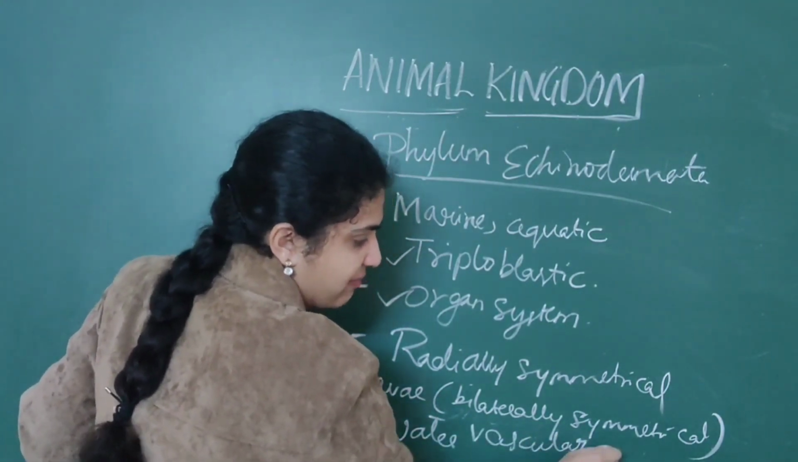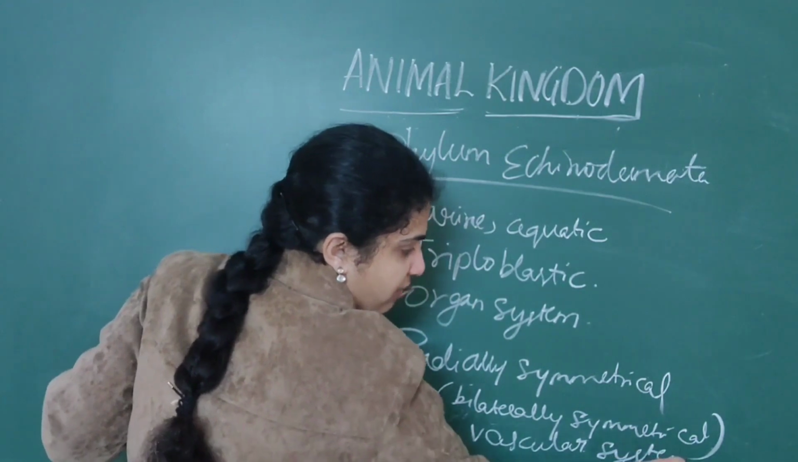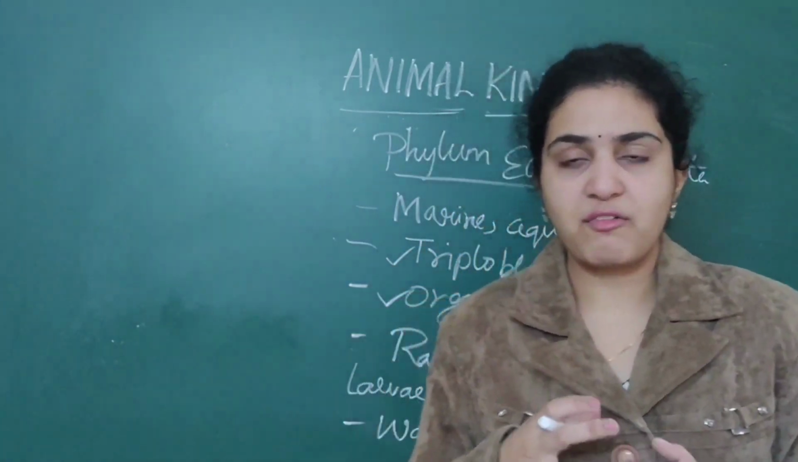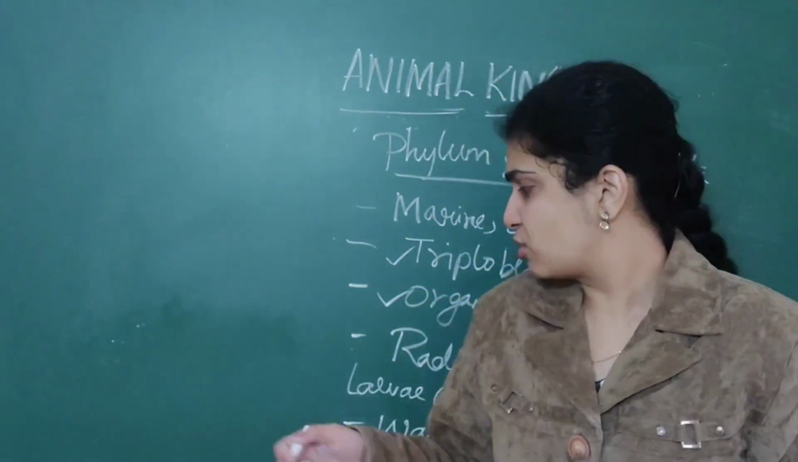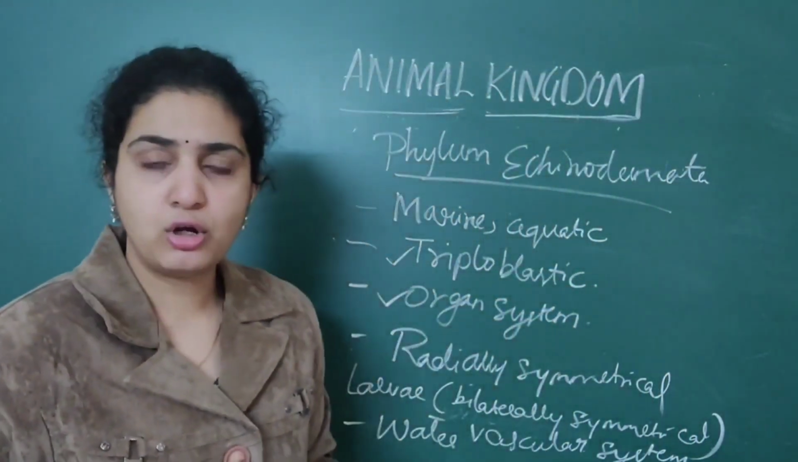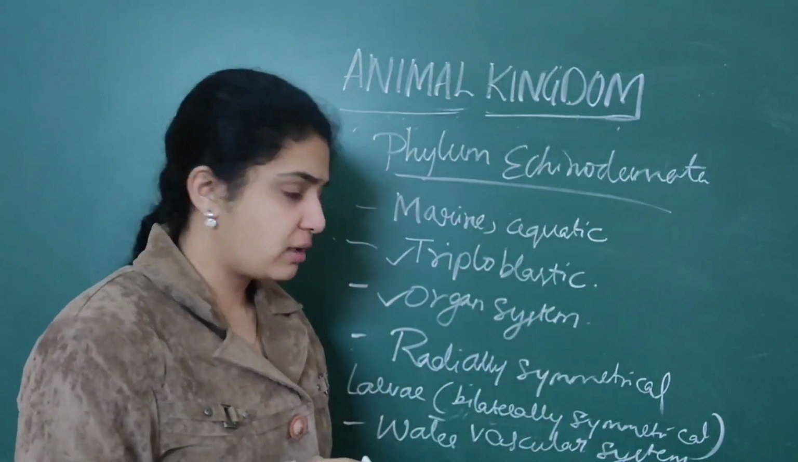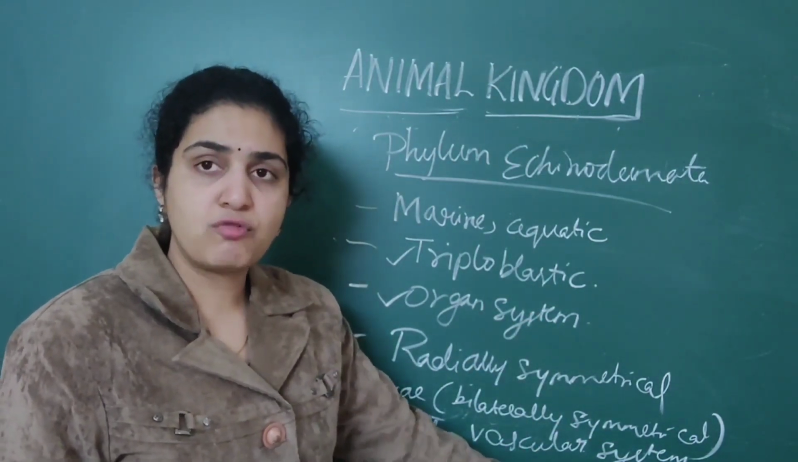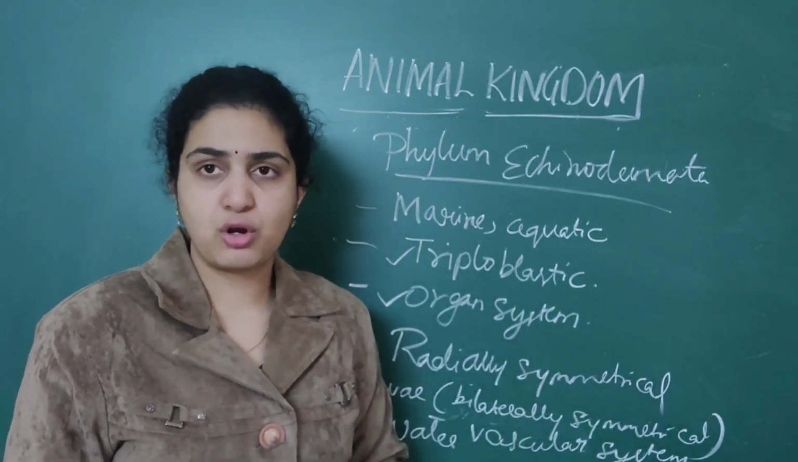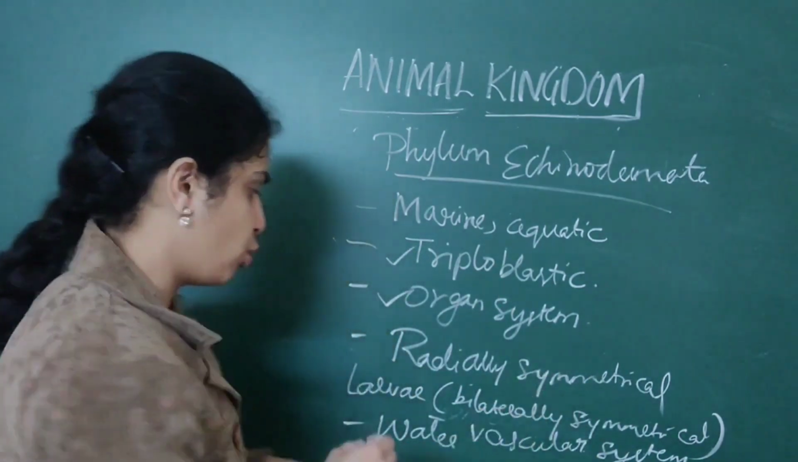The digestive system is well developed, along with the water vascular system. They have a specific feature that is called the water vascular system. What is the use of this water vascular system? It plays a very important role. It helps in transportation of water as well as locomotion.